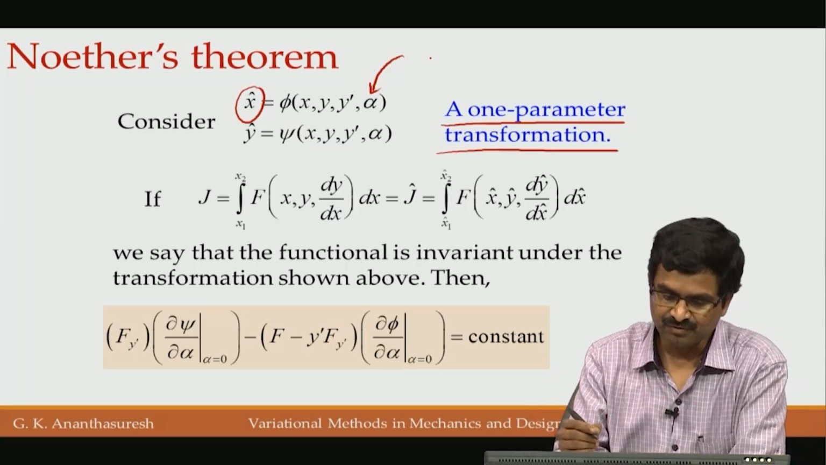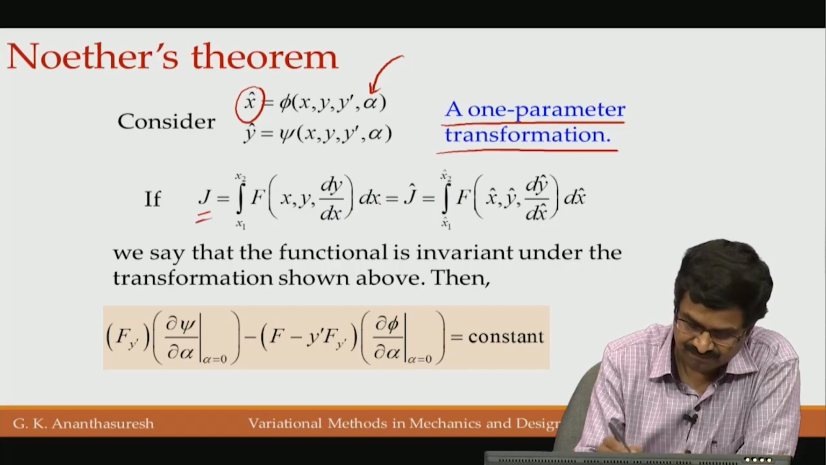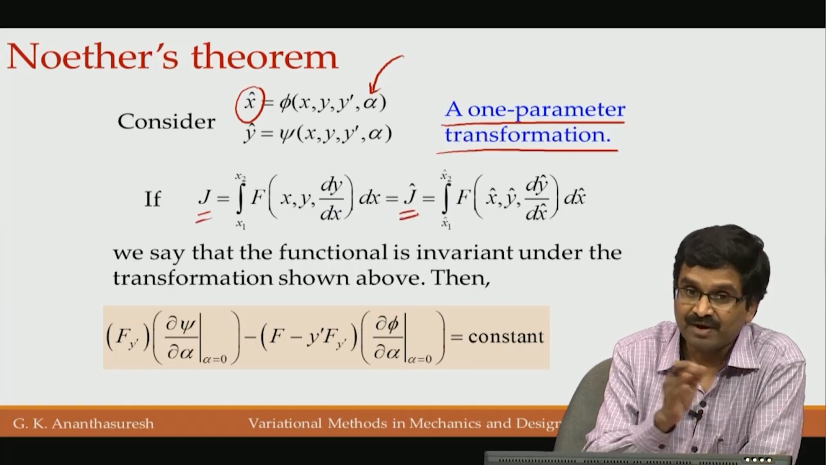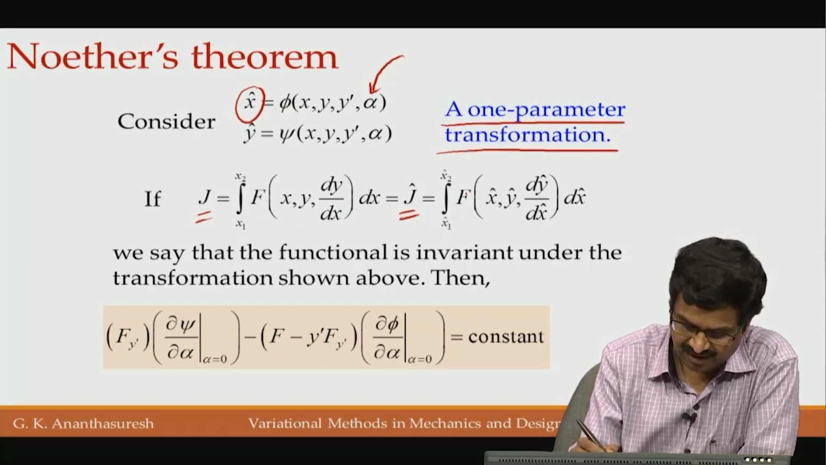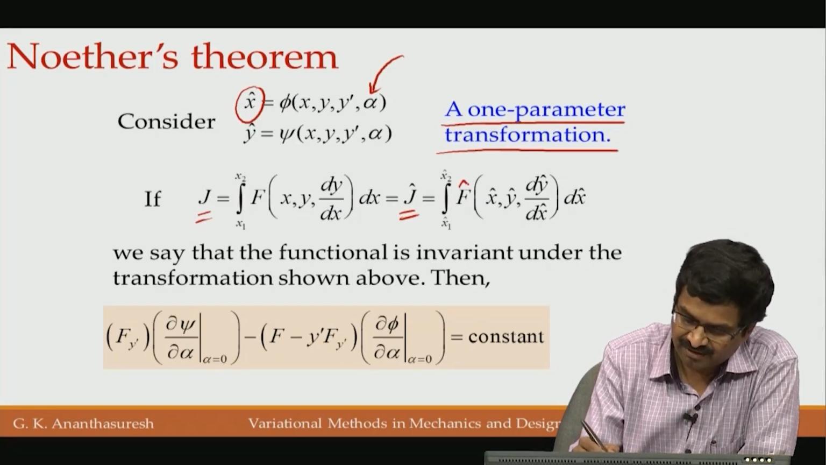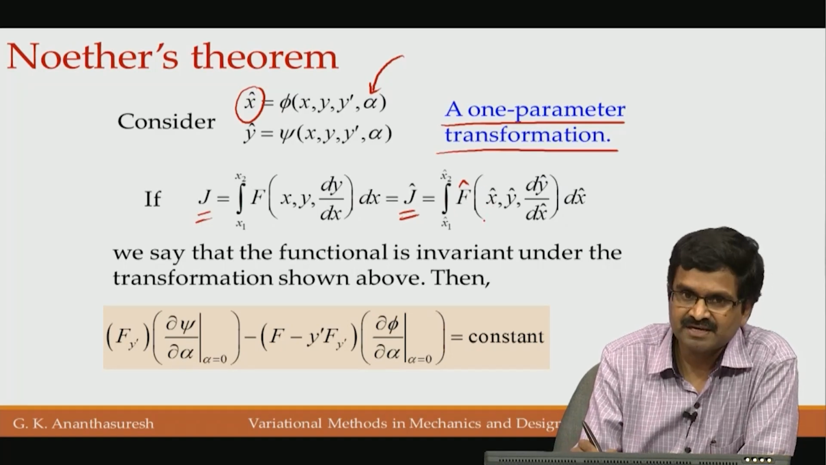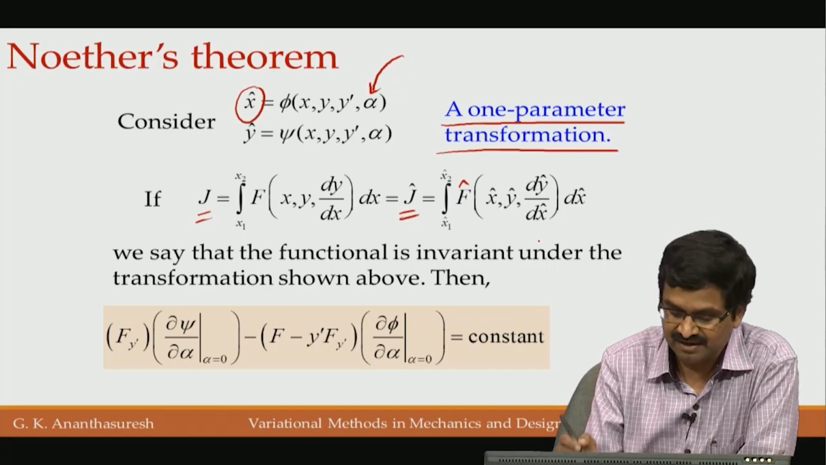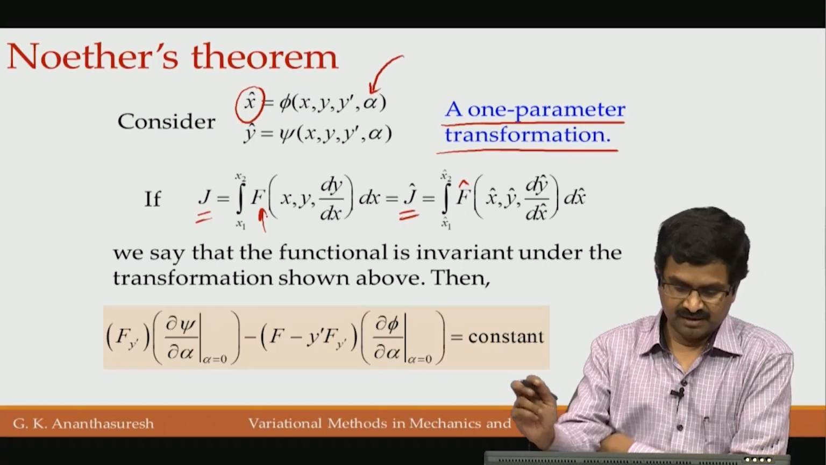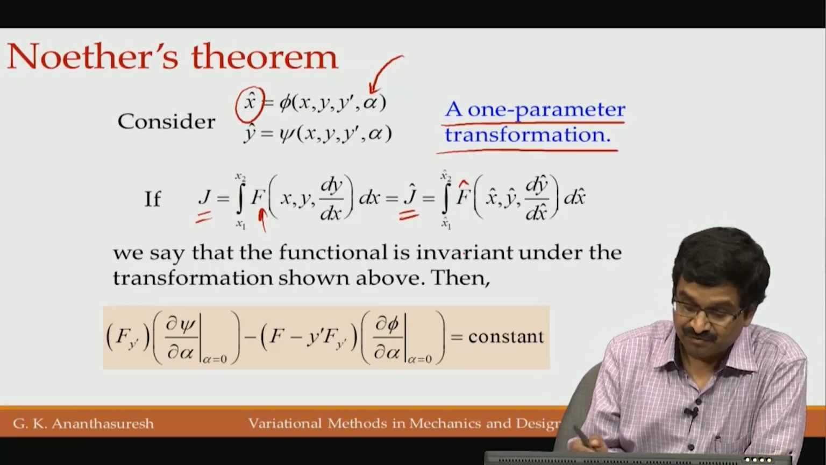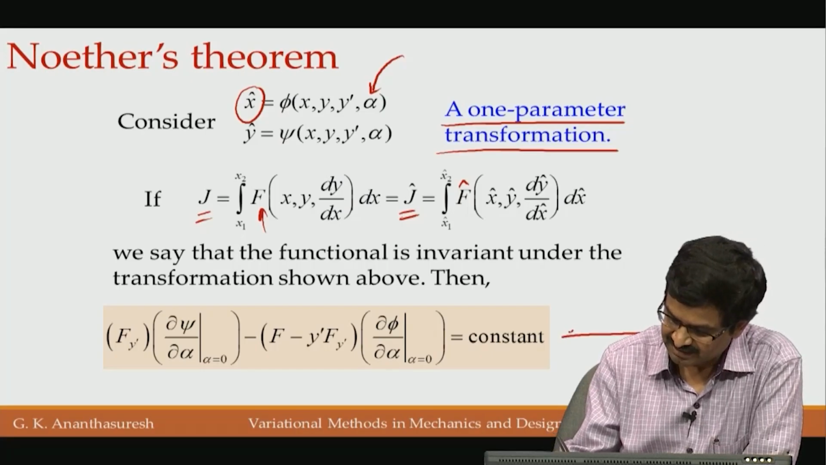Now, if you take that one parameter alpha here, then J and J hat are equal, that is what we said. Then that functional is invariant under the transformation. Then we have this f. I should say f hat, I am not writing it, but when you write it, the form of this expression depends on x hat, y hat and dy hat by dx hat, and will be different from this thing here. Now, if this functional is invariant because J and J hat are equal, then what Noether's theorem says is this result.